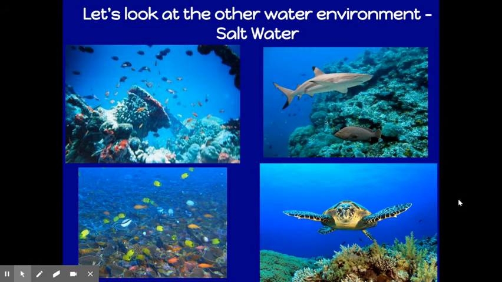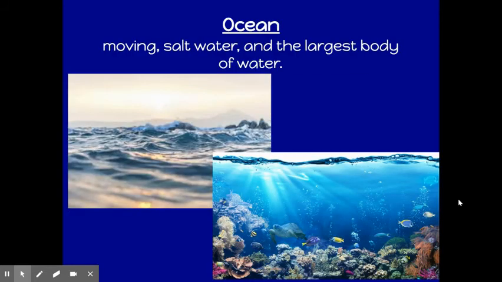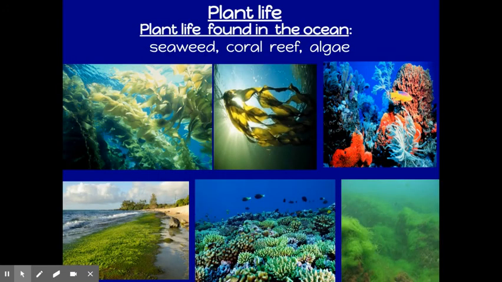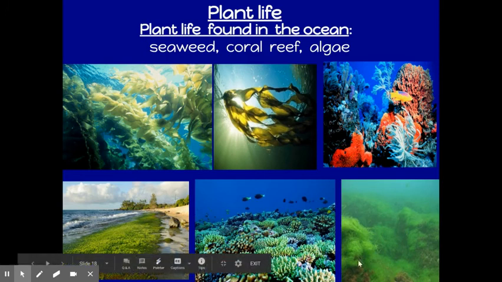And now let's talk about the other kind of aquatic water environment, salt water. So before we were talking about fresh, now we're talking about salt water. The ocean is moving, it's salt water, and it's the largest body of water. The plants that you'll see in the ocean are seaweed, coral reef, and algae. See how the water is murky here? That's also algae.